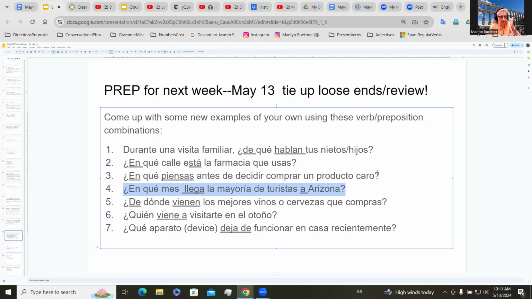¿En qué mes llega la mayoría de turistas a Arizona? Just like hablar likes to use that preposition de, estar likes to use that preposition en, pensar often likes to use that preposition en. Llegar will always use a to arrive at a place, right? In English, we often express that as you get to a place. We may say arrive at or get to, but those are the same ideas in English as llegar a, but it's always got to be llegar a.